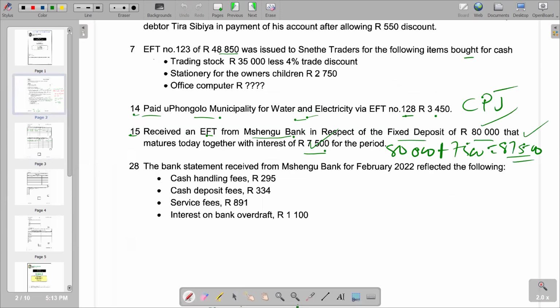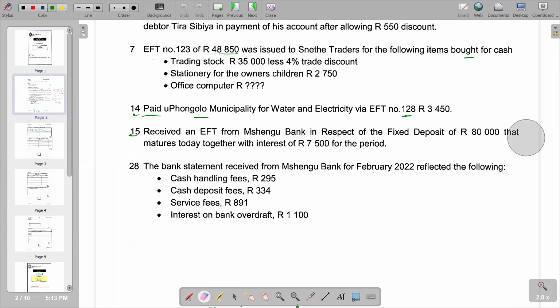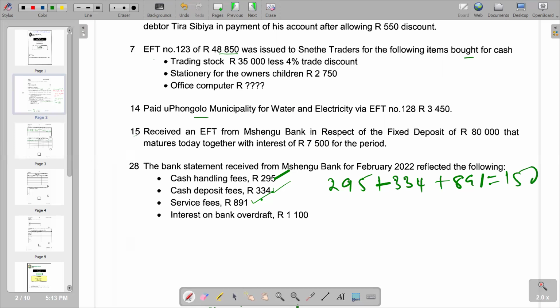So one, which is going to be the last one. On the last one, we have the bank statement received from Mshengu Bank for February 2022, which reflected the following. We've got cash handling fees at 295, cash deposit fees 334, service fees 891. You see that all these three are bank charges. So we can add them to get the total for bank charges: 295 plus 334 plus 891. You see that the answer you are supposed to get is 1,520.